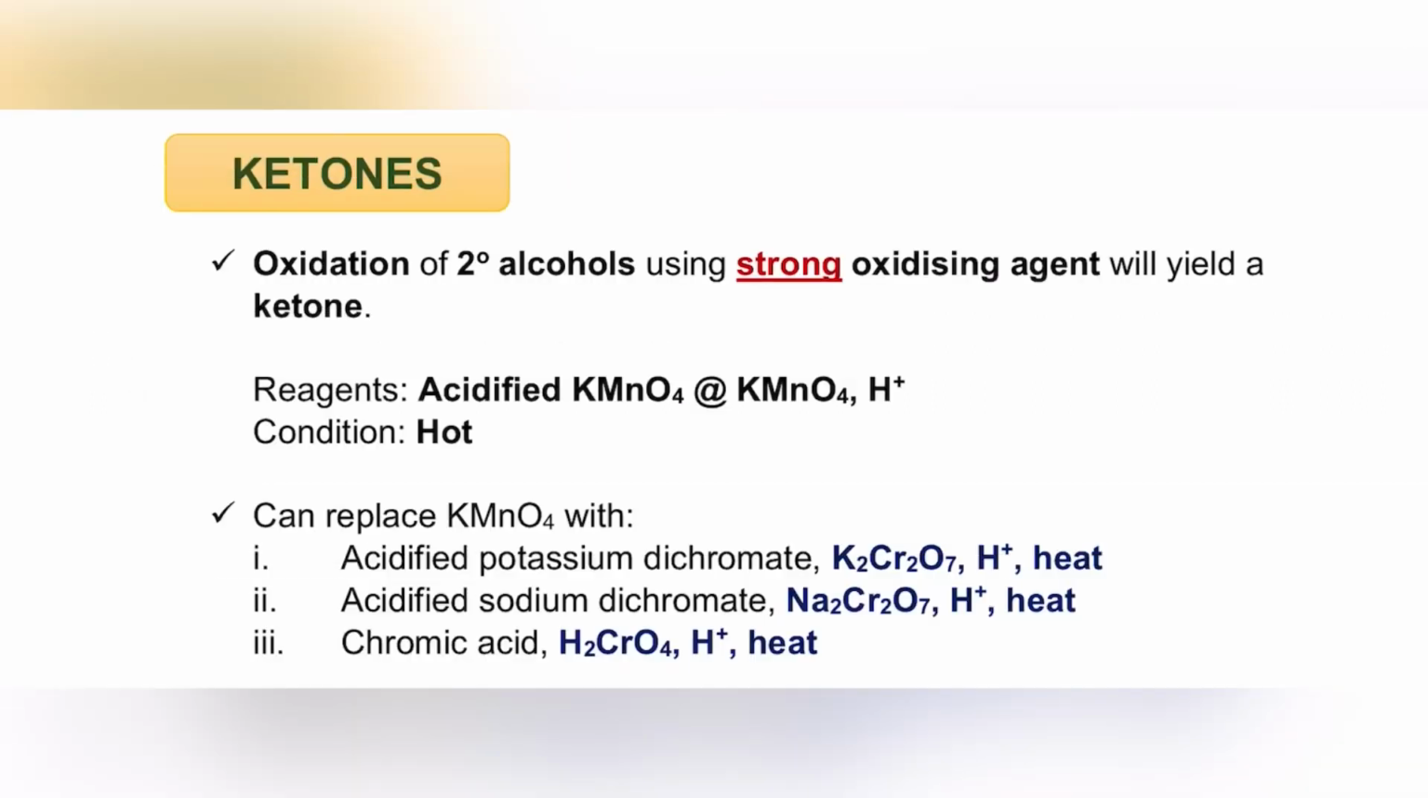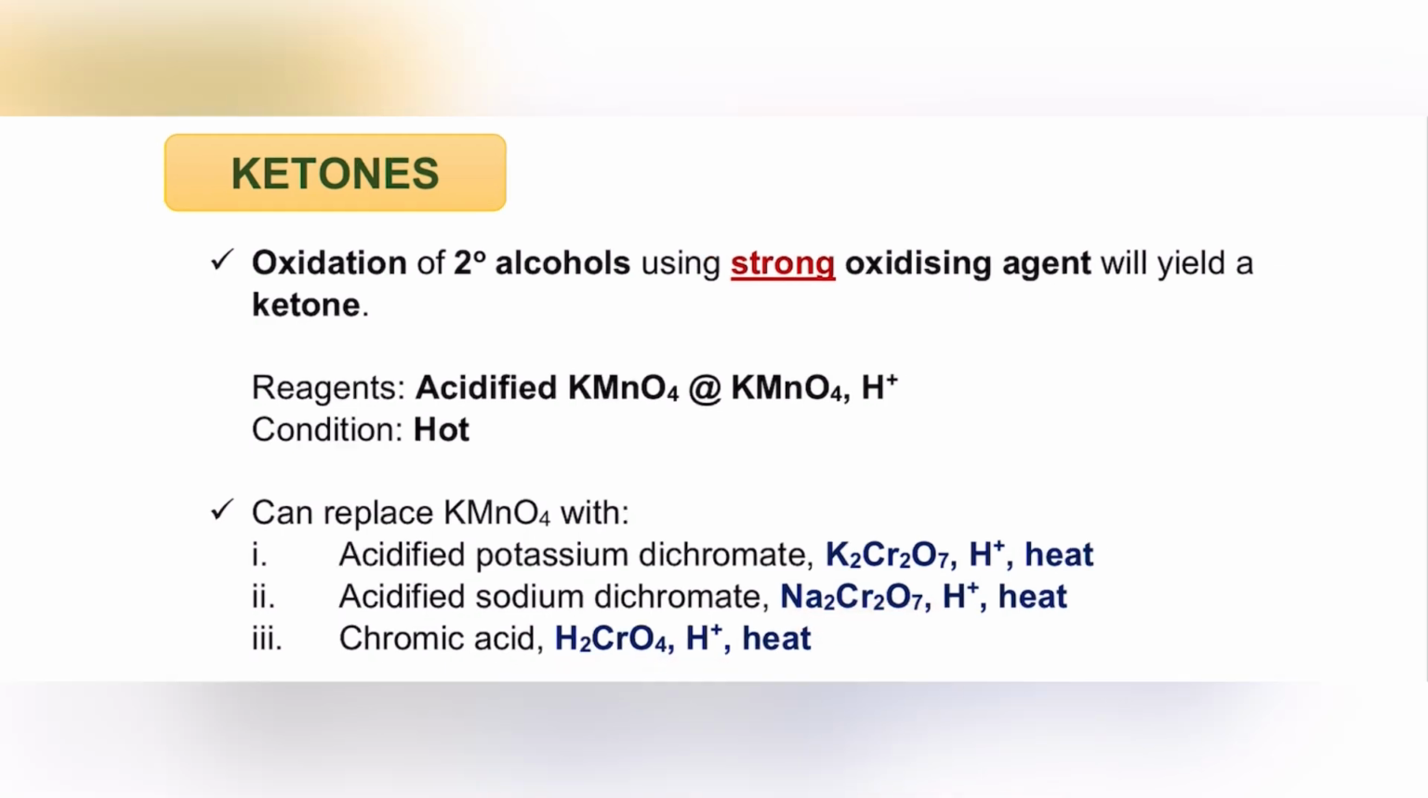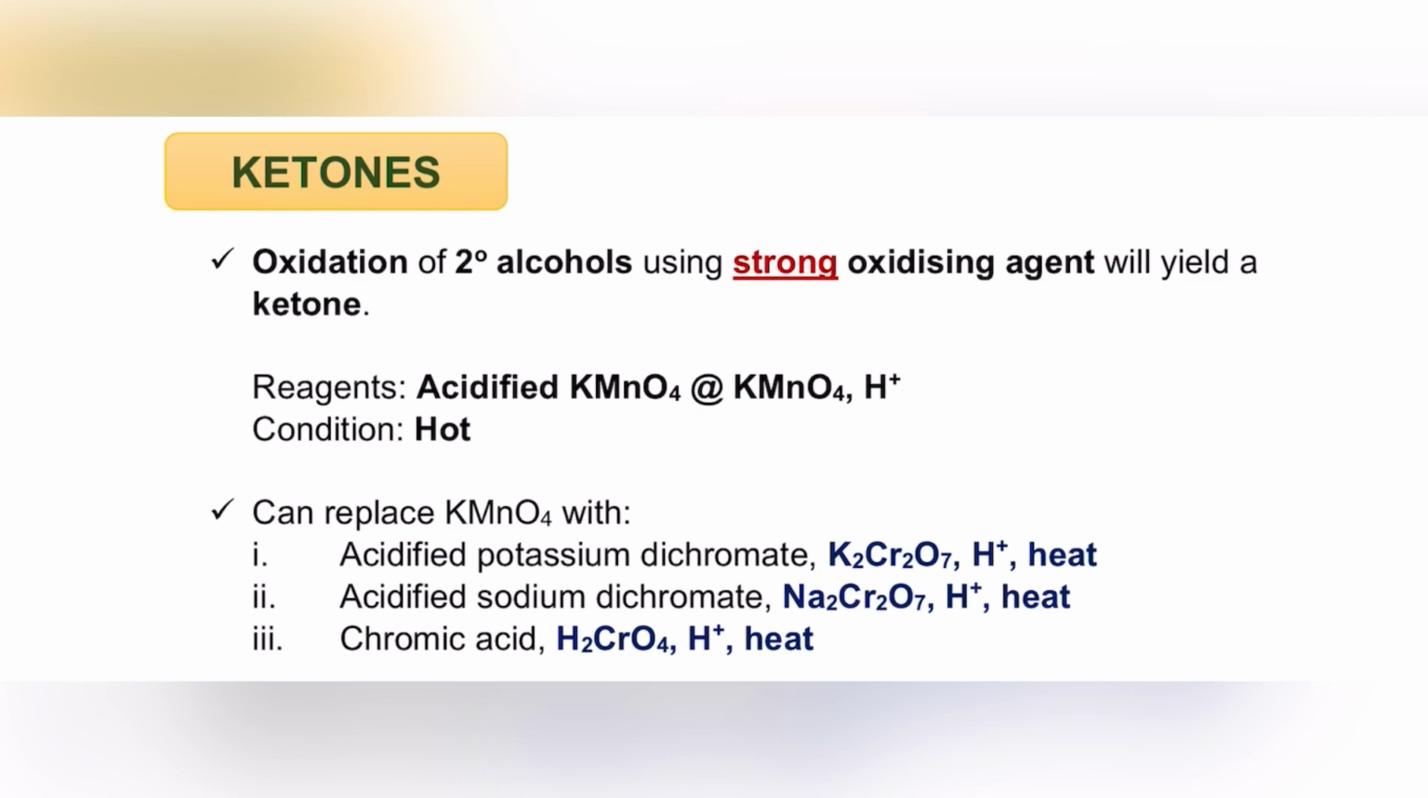Next one, we have preparation of ketones. This is where we are going to oxidize secondary alcohols, but this time using strong oxidizing agent. So the reagent is acidified KMnO4, or you can write it as KMnO4, H+. The condition is hot. In the reaction also, you can replace KMnO4, our oxidizing agent, with potassium dichromate or sodium dichromate or chromic acid.